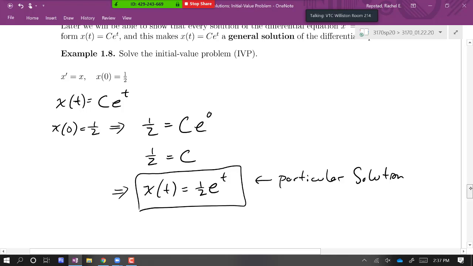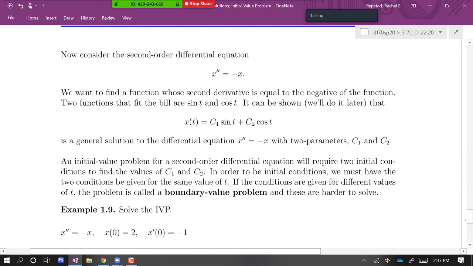Let's try another one. Here's a second order differential equation, x double prime equals negative x. So we're looking for a function whose second derivative is equal to the negative of that function. It's probably not obvious, although it's not difficult to check, that this family of functions is a solution. In fact, I'm pretty sure that it's a general solution, meaning any solution to that equation will take on that form.